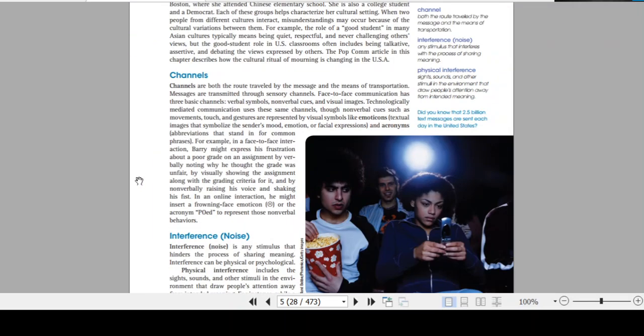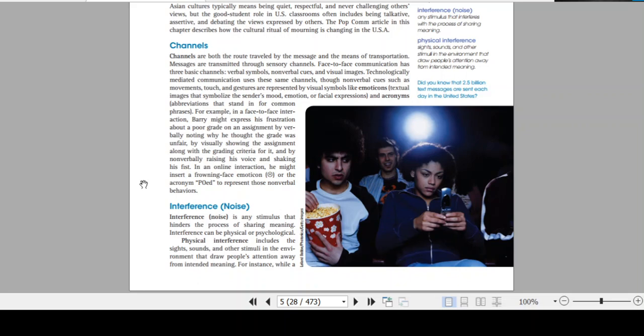Now interference. Interference is called noise. Interference or noise is a stimulus that hinders, that resists the process of sharing meanings. Interference can be physical or psychological. Interference means rukavat, it means shor, problem, mazahmat. While you are communicating with someone, you would encounter two kinds of interference: number one, physical interference, and number two, psychological interference.